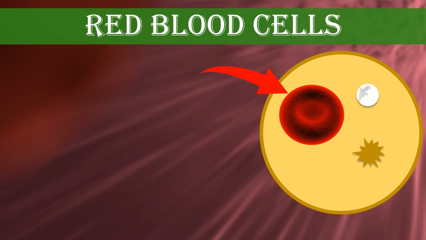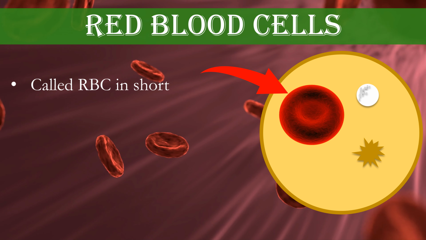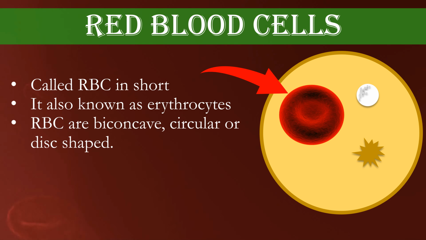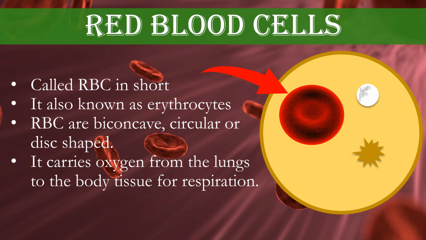Red blood cell. It is also called RBC. It is known as erythrocytes. RBCs are biconcave, circular or disc shaped. It carries oxygen from the lungs to the body tissue for respiration.